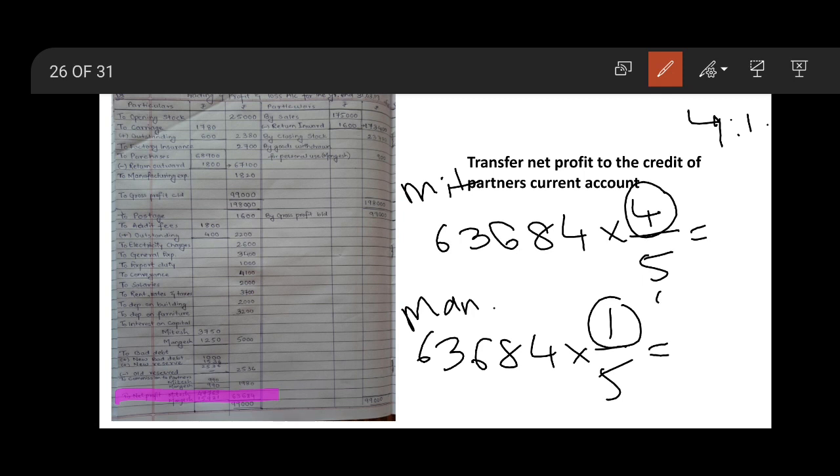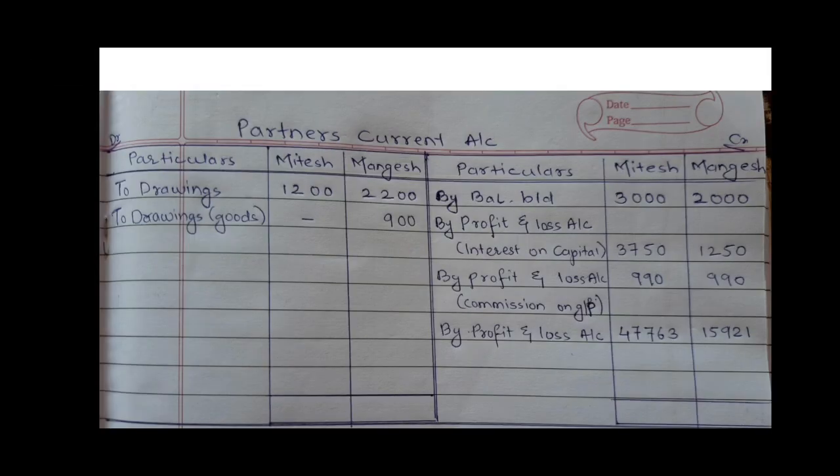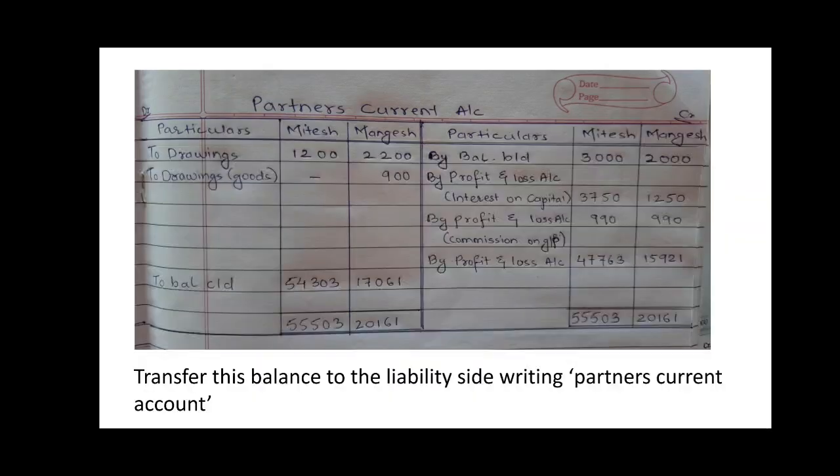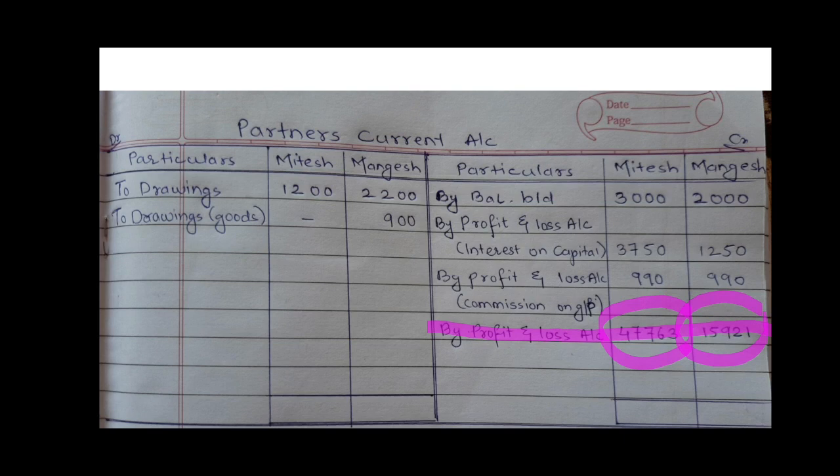You can see the amount is 47,763 and 15,921, which is written here. Okay, then it is called as net profit, which is transferred to the partners' current account. Here you can see this. By profit and loss account, the respective amounts are mentioned to the respective partners.